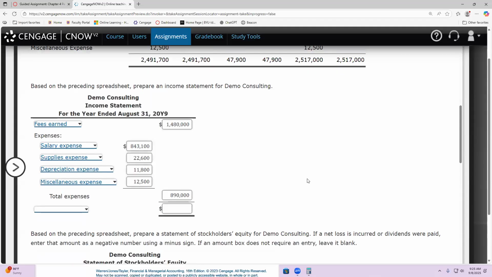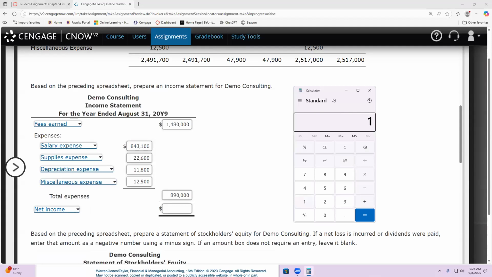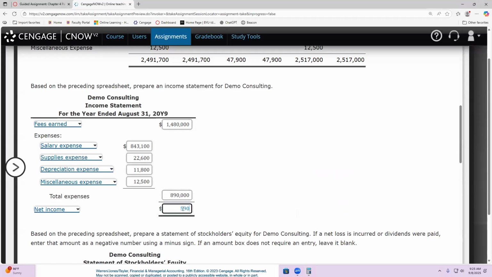Okay, so if my revenues are greater than my expenses, will I have a net income or a net loss? Net income, right? If my expenses were greater than my revenues, then I'd have a net loss. And that does happen in some years for some businesses. And our net income is just our revenue minus our expense, right? $590,000 in net income. That seems like a pretty good year to me.